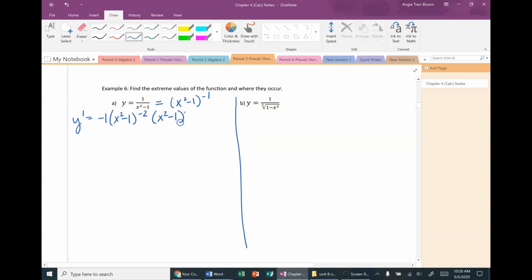And the chain rule states that we need to take the derivative of the inner. So that gives us y prime equals negative 1 on the top. The denominator is now x squared minus 1 to the power of 2. The derivative of x squared minus 1 is going to be 2x. So we are going to have negative 2x on the numerator, and x squared minus 1, quantity squared, in the denominator. So we want to take this and set it equal to 0.